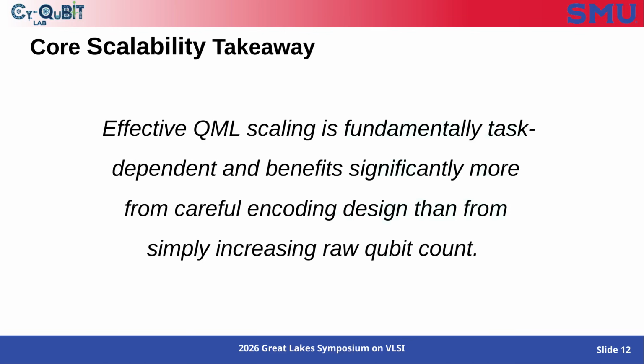The core takeaway is that effective quantum machine learning scaling is fundamentally task-dependent. Simply increasing the number of qubits does not automatically improve performance. Instead, the results suggest that careful encoding design matters more than raw qubit count. The right encoding strategy depends on the dataset, the classification task, the class structure, and the available computational resources.